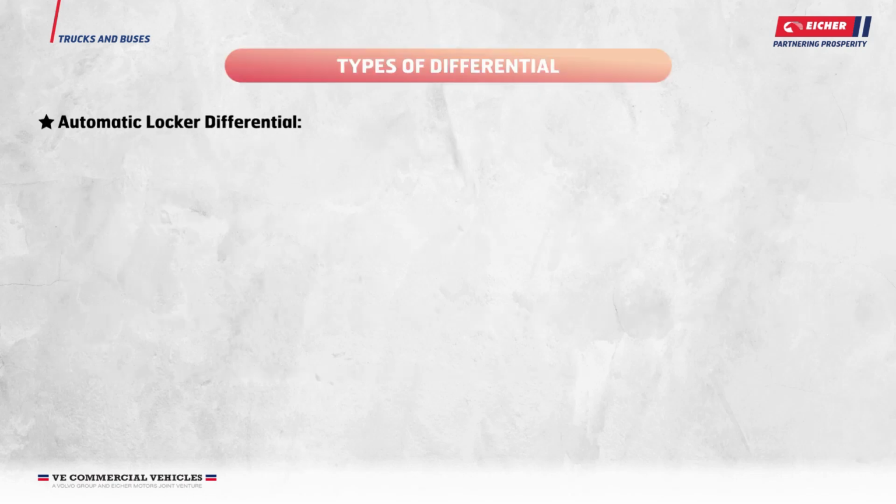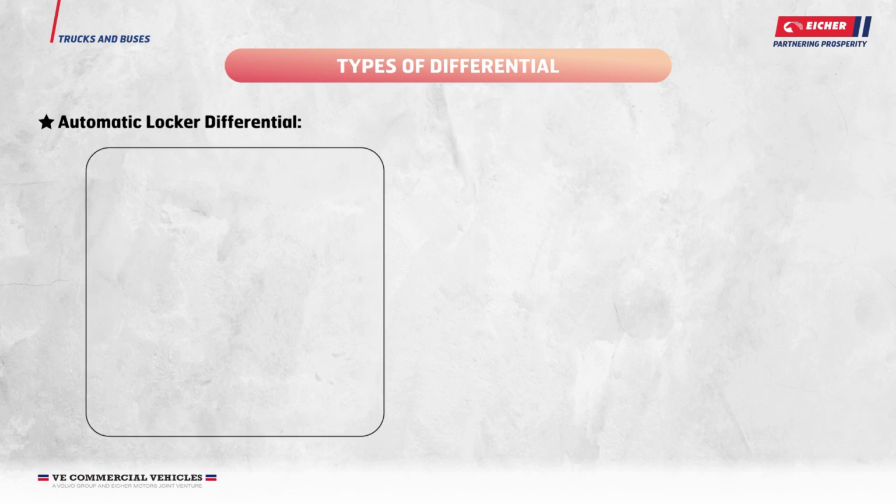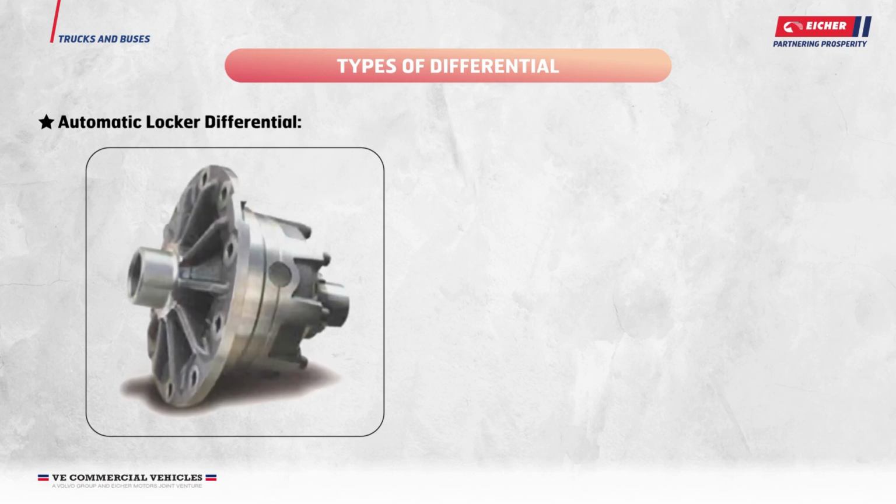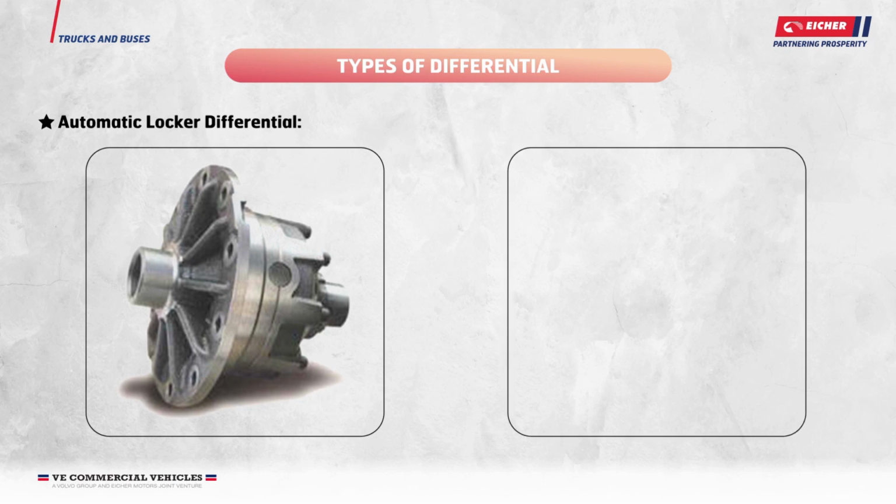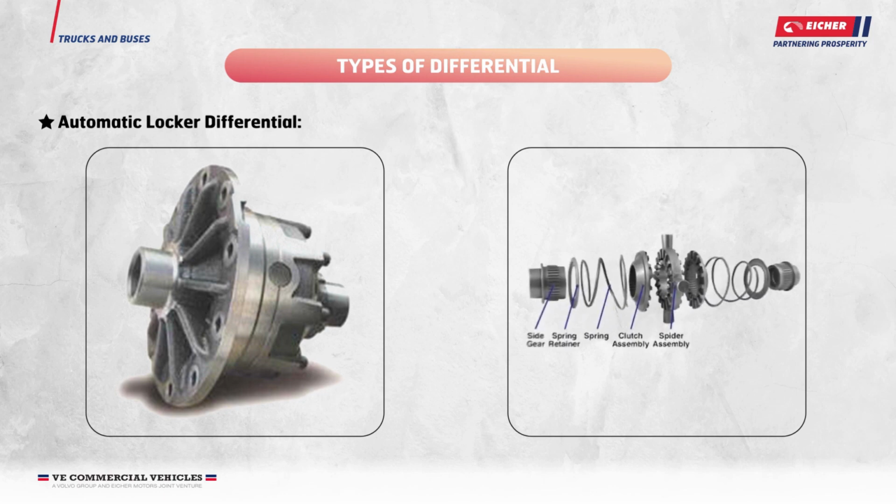Automatic locker differential. Automatic lockers lock and unlock automatically with no direct input from the driver. Some automatic locking differential designs ensure that the engine power is always transmitted to both wheels, regardless of traction conditions, and will unlock only when one wheel is required to spin faster than the other during cornering. They will never allow either wheel to spin slower than the differential carrier or axle as a whole.